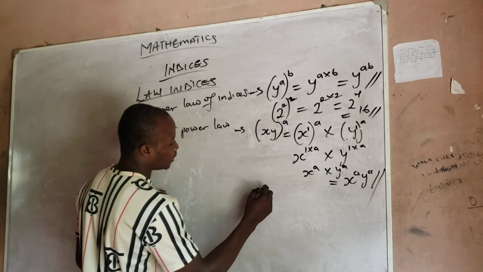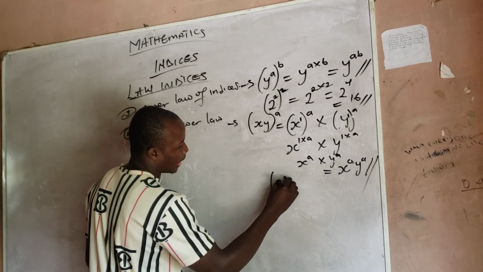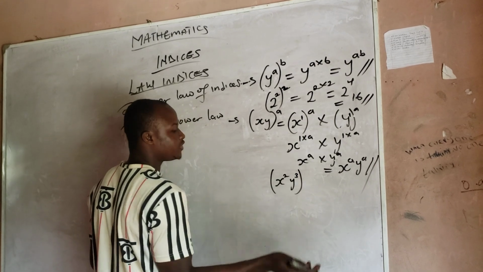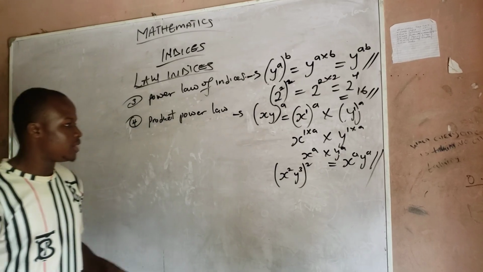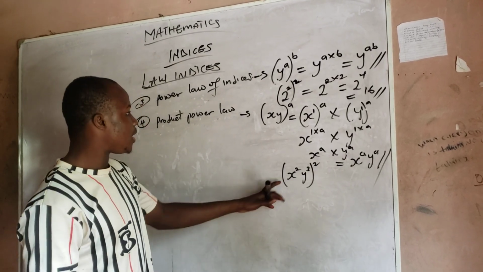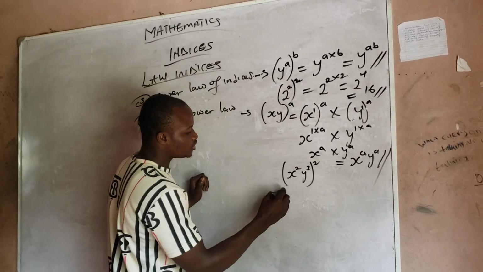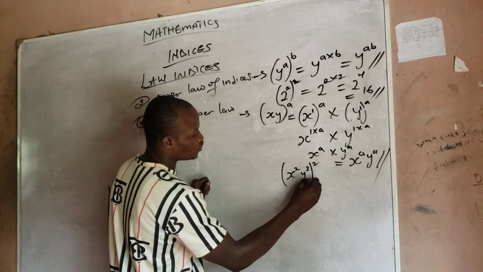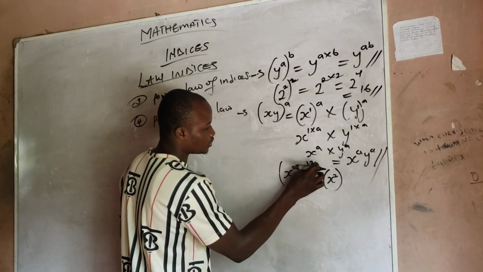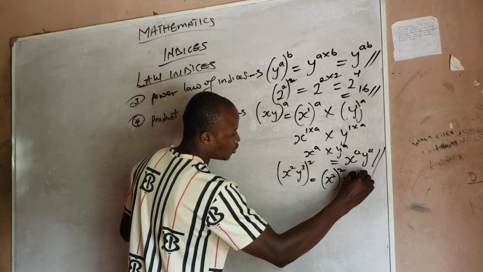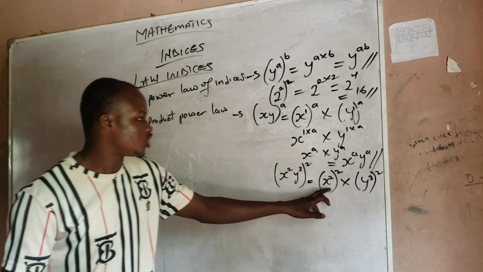Like an example now, look at this again. When you have x raised to the power of 2, y raised to the power of 3, and both of them again are raised to the power of 2. Now, how are you going to solve this? You are going to distribute it as the product power law has stated. You distribute it: x raised to the power of 2, we take the power of 2, times y raised to the power of 3, we take the power of 2 again. So you split it in such a way.